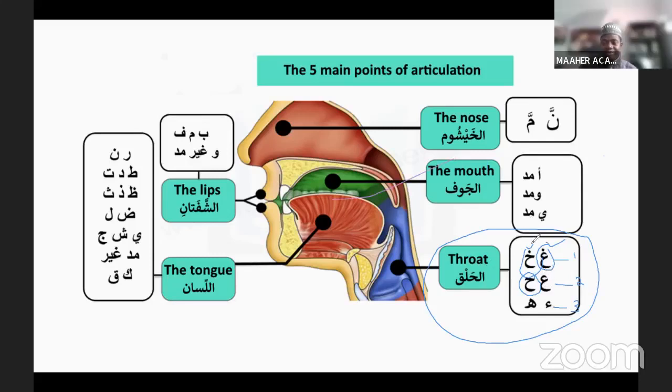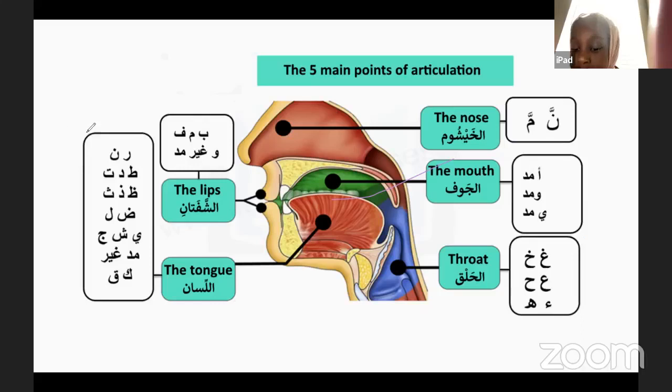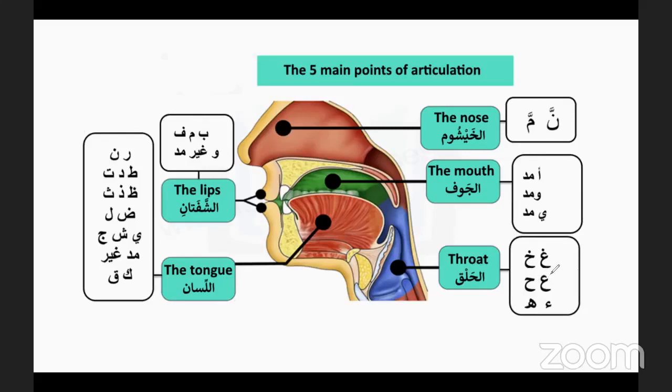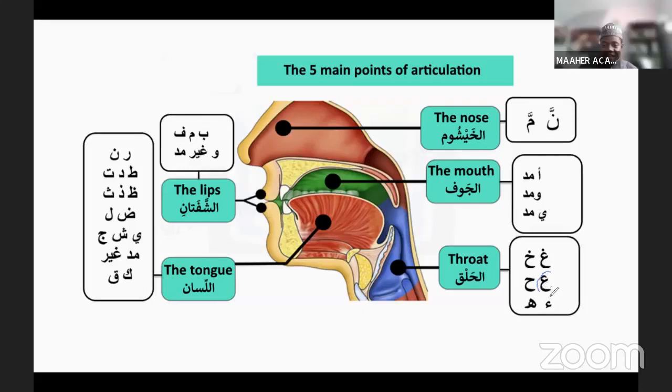Who's writing on the screen for me? The Ha and the Ain, right? They come from the same region of the mouth, which is the throat, and they come from the middle of the throat. So I want Aliyah to pronounce these letters for us and show the difference. The Ain and the Ha. Pronounce those two letters for us.